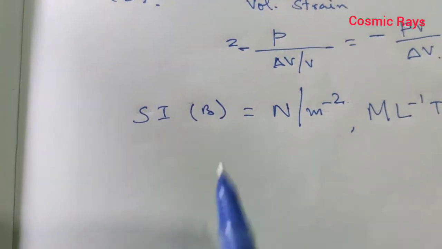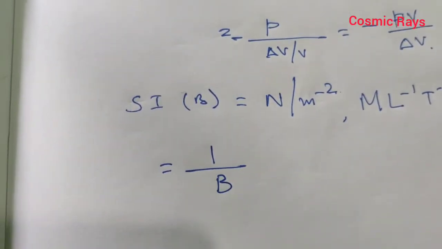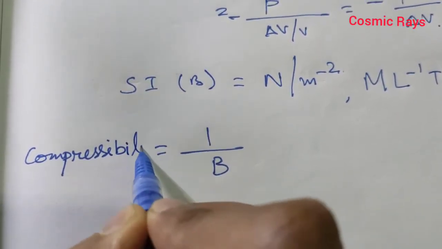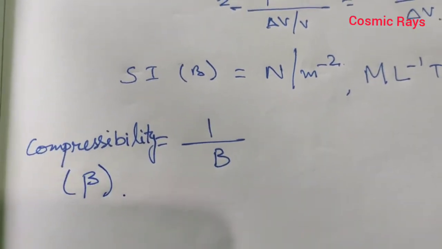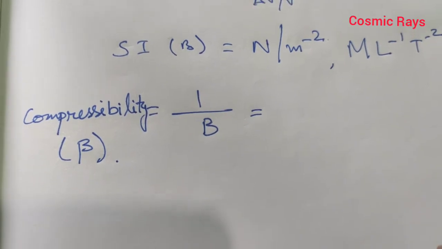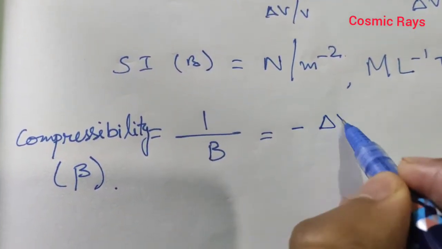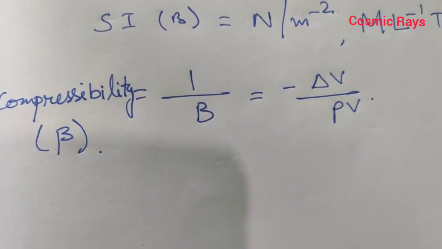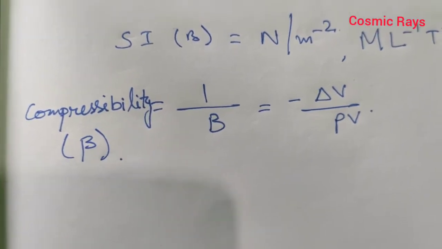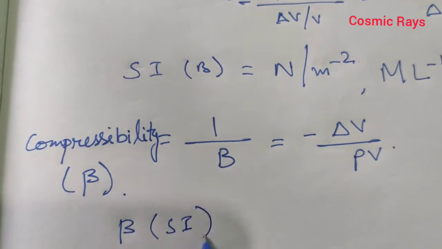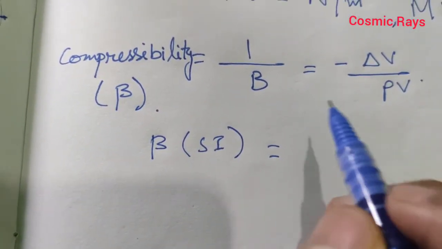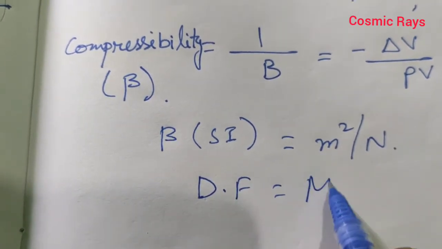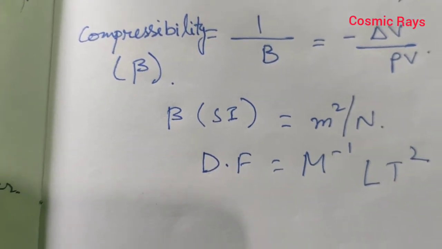Now if we take the reciprocal of bulk modulus, that is 1 upon B, that is known as compressibility, and this compressibility is denoted as beta. So beta is the opposite of bulk modulus of elasticity, so that would be minus delta V upon PV. Now we know that the compressibility of gases is the maximum and that of liquids and solids is comparatively smaller. The SI unit for compressibility is just the opposite of bulk modulus, that is meter square per Newton, and the dimensional formula is M to the power minus 1 L T to the power 2.